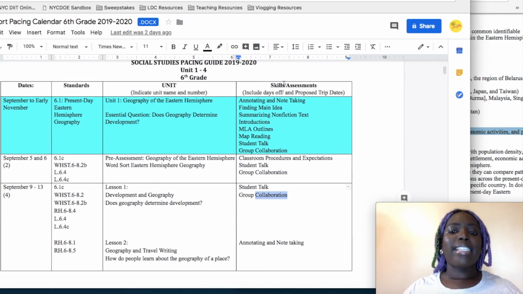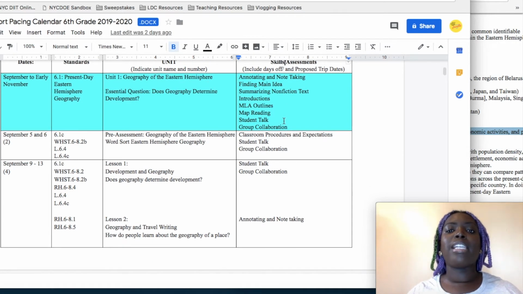So in the heading, it says skills/assessment. I might not always know ahead of time what I'm assessing, but sometimes I write the teaching skill, which is more important to me because it shows what I'm teaching. Every teacher has to teach content, but you should be teaching them skill as well.